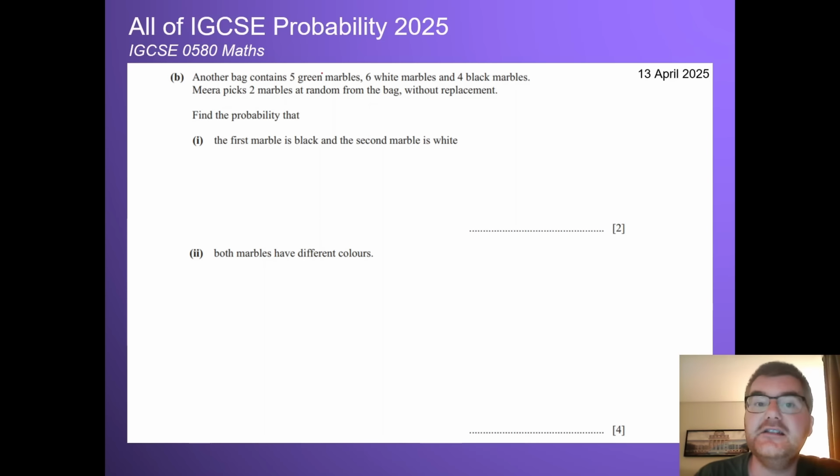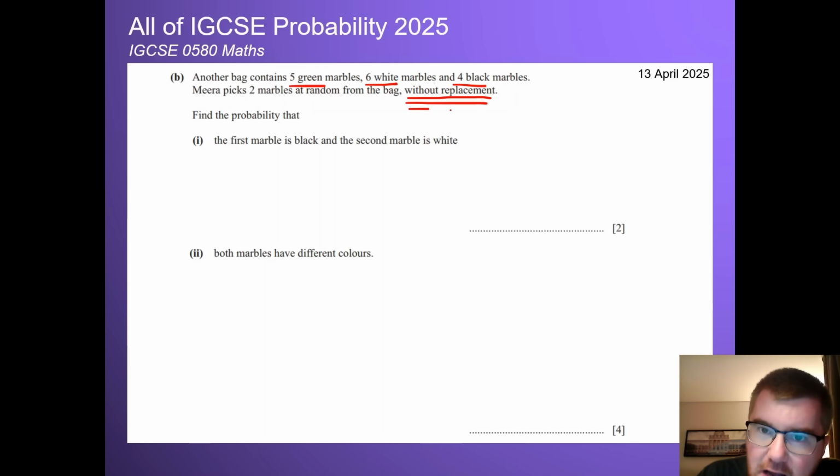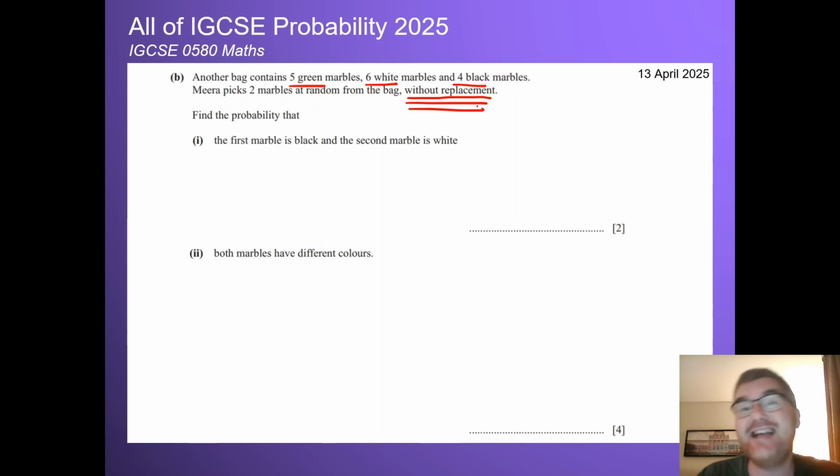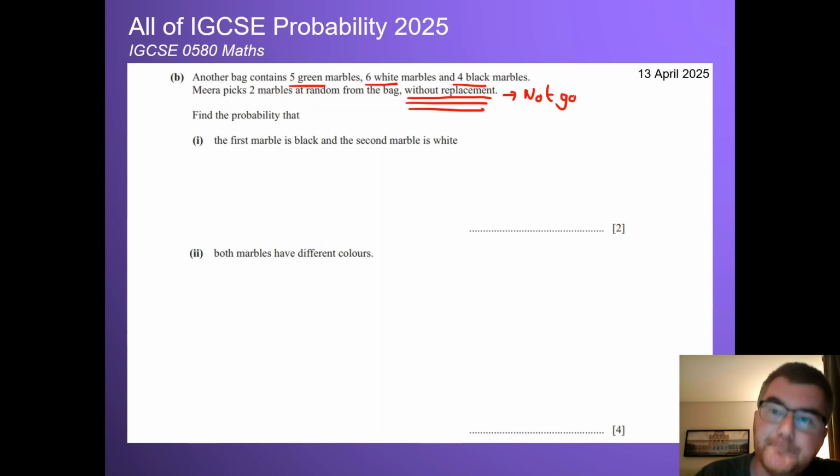So another bag here contains 5 green, 6 white, I usually underline these, 5 green, 6 white, and 4 black marbles. Mira picks 2 marbles at random from the bag without replacement. This is the most important phrase. I'm going to put 3 lines under this to make my point. Without replacement, that means it does not go back. So I'm going to literally write that next to the question. That's reminding me to remember that as I do this question.